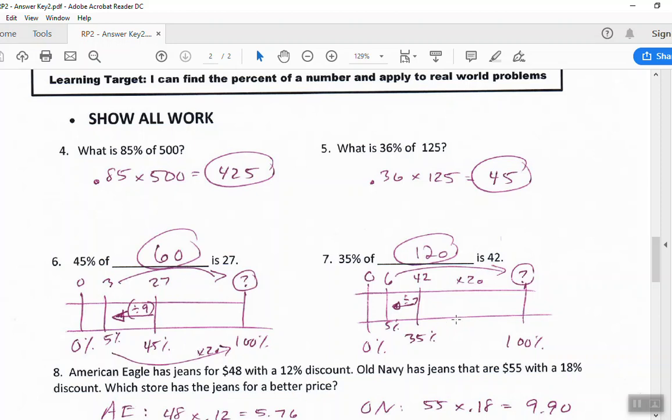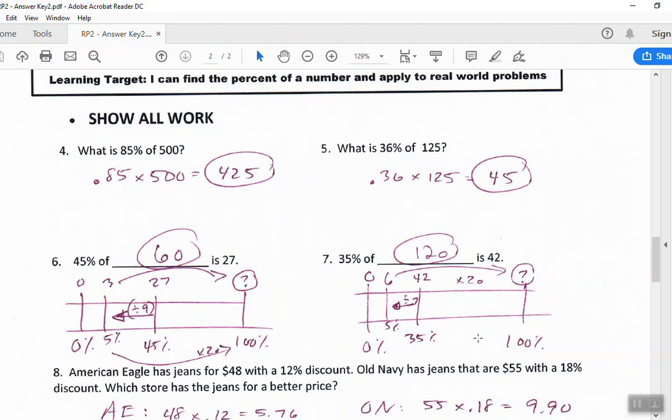I did the same approach over here with number 7. Again, start with what you know. You know 35% is 42. So set it up. And I know 35%, well, that's about a third of the way from 0 to 100%. I know that 35% is 42. So that's kind of what I started with. Okay, that's all I had.